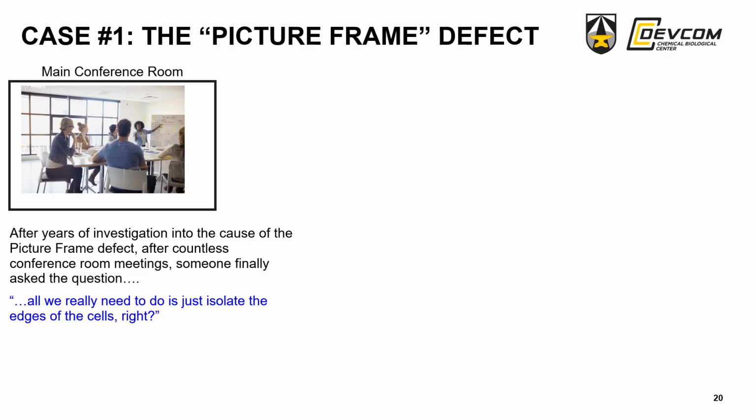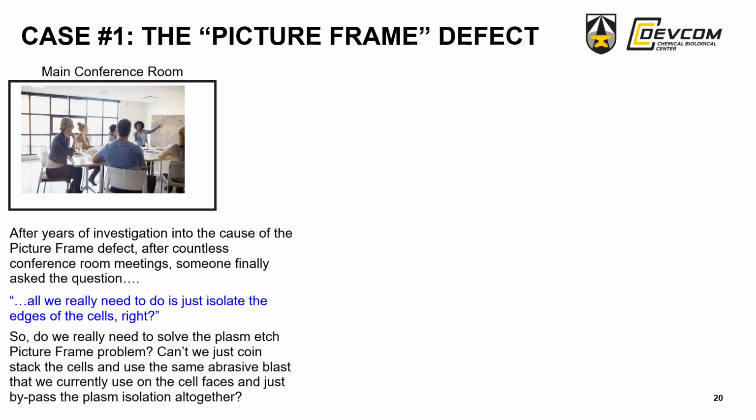Isn't that right? And they said, well, if that's the case, we have a process just down the hall here where we're doing an abrasive blast on the surface, the fronts of the cells. Couldn't we reconfigure that to also do the sides? And, that seems to make sense. In theory, that could work.